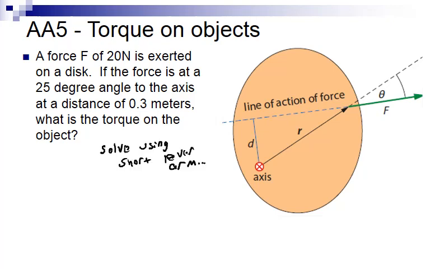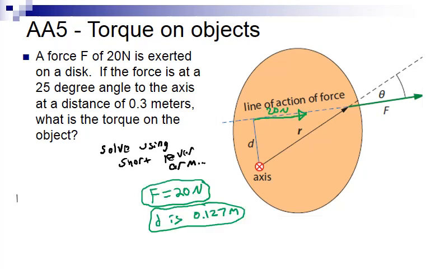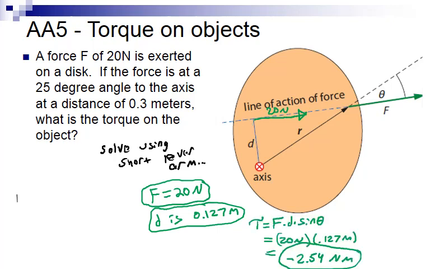So let's say we can do this using the short lever arm here. Let's say we have 20 newtons of force, and let's say the D right here is 0.127 meters. We can get the torque pretty easily. This would be negative 2.54 Newton meters. This will be a clockwise torque.